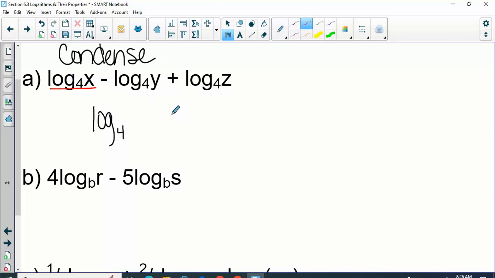Log base 4 of x, so that's an x. Minus means divide, log base 4 of y, so divided by y. But when you look at this log base 4 of z, it's a positive, so where does it go? On the top. Anything positive is on the top, anything negative is on the bottom.